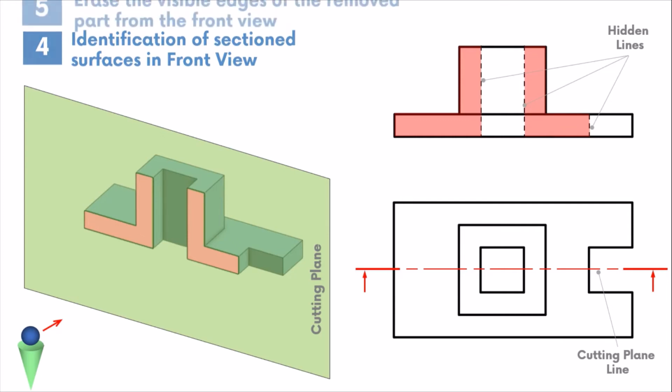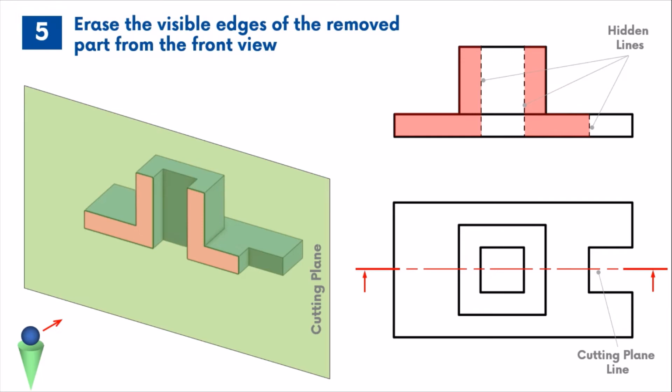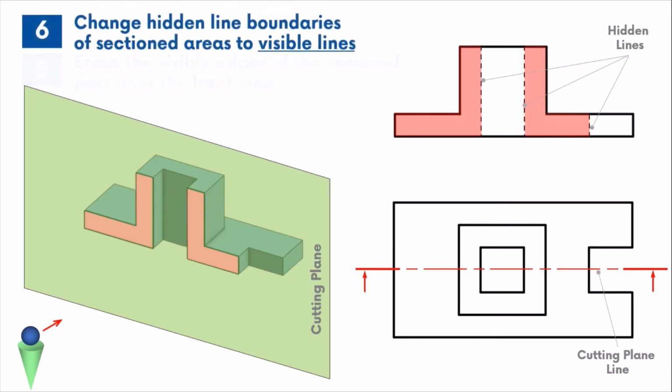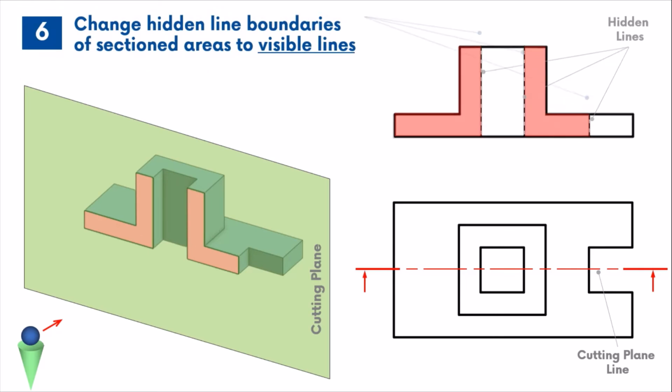In the next step, the visible edges of the removed part will be erased from the front view. Next, the hidden line boundary of the sectioned areas will be changed to visible lines, as these edges are now exposed to the observer.